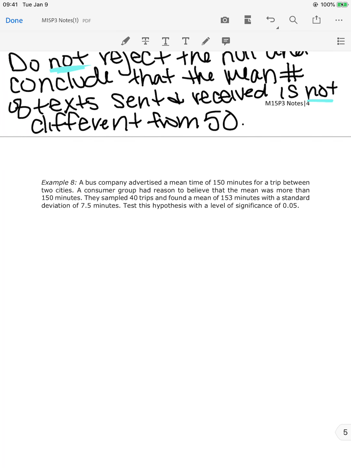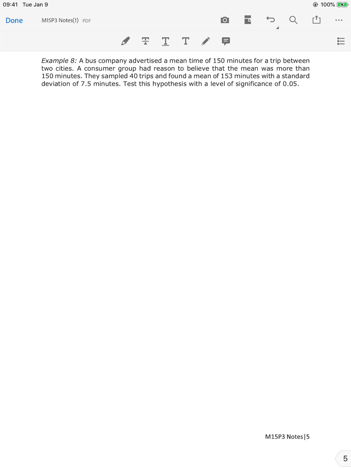All right, one more example. Here we go. A bus company advertised a mean time of 150 minutes for a trip between two cities. A consumer group had reason to believe that the mean was more than 150 minutes. They sampled 40 trips and found a mean of 153 minutes with a standard deviation of 7.5 minutes. Test the hypothesis with a level of significance of 0.05.